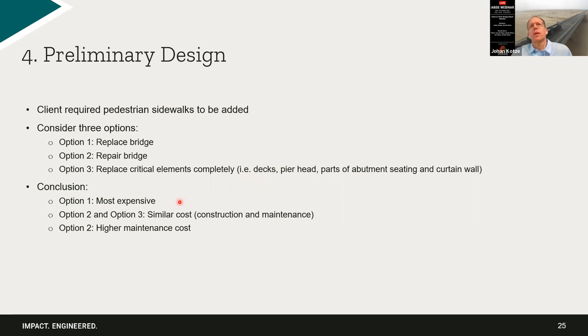especially because the substructure from below the pier edge, so the pier wall columns and the pier pile caps and the piles, seem to be in a very good condition with actually no defects on them. Option two and option three, the cost was very similar when one considered construction and maintenance. Option two was considered to be the one with the most maintenance cost.